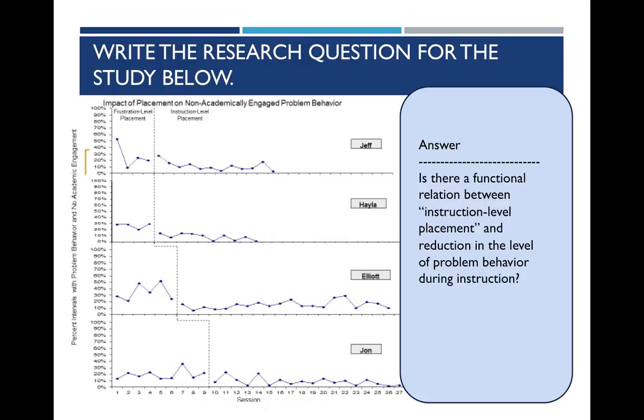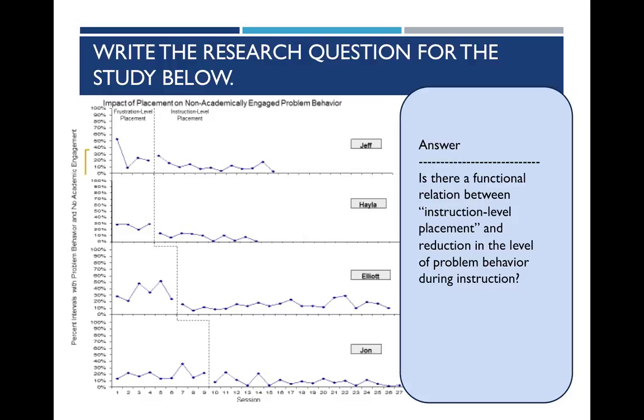All right, compare your research question to this. Is there a functional relation between instruction level placement and reduction in the level of problem behavior during instruction? There are a wide array of ways that you could have written your research question. Some will have said comparing instruction level versus frustration level. That would be perfectly fine. It's not that there's only one way to do it.